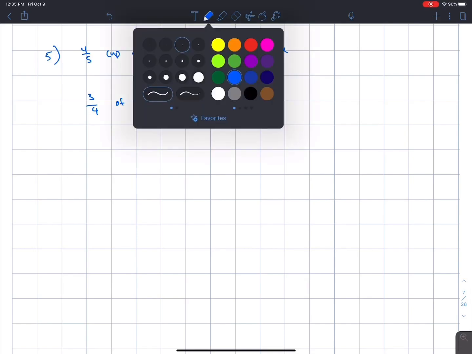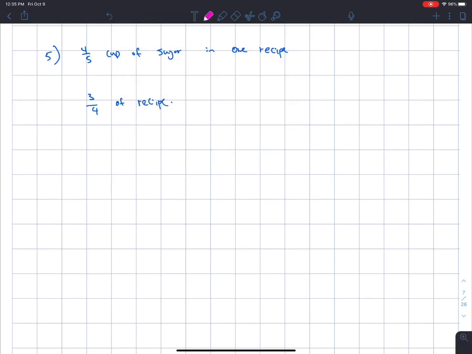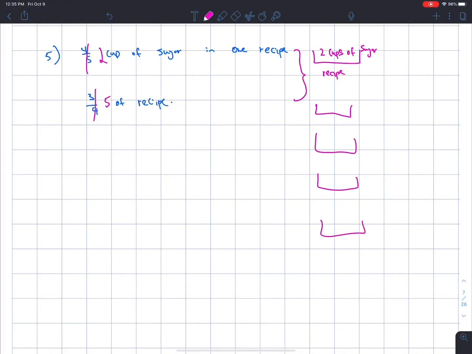Well, if we change these to some easy numbers, for example, if I tell you that 2 cups of sugar is required in one recipe, and if I want to make, for example, 5 recipes, how many cups of sugar do I need? Would you times or divide? Right, if in each recipe I require 2 cups of sugar, then if I want to have 5 recipes, it would probably multiply, right? It would just be 2 times 5, which is 10. I'm going to require 10 cups of sugar.